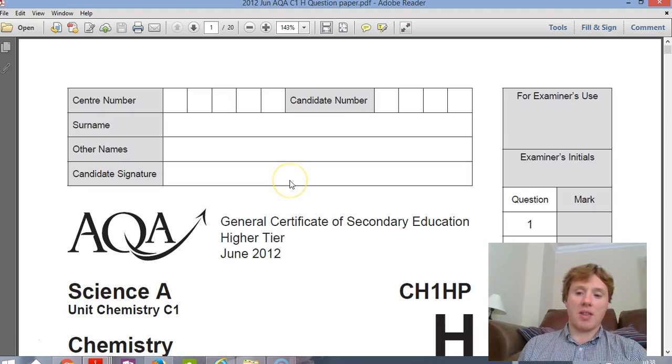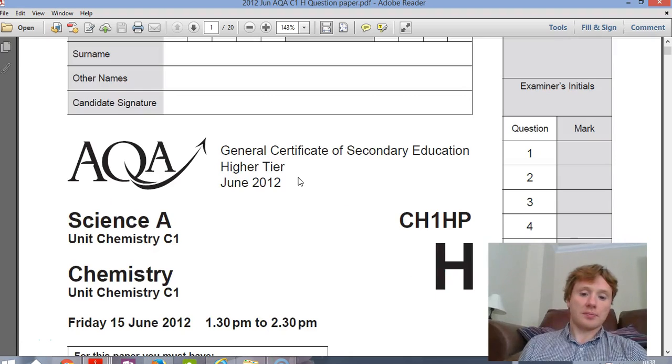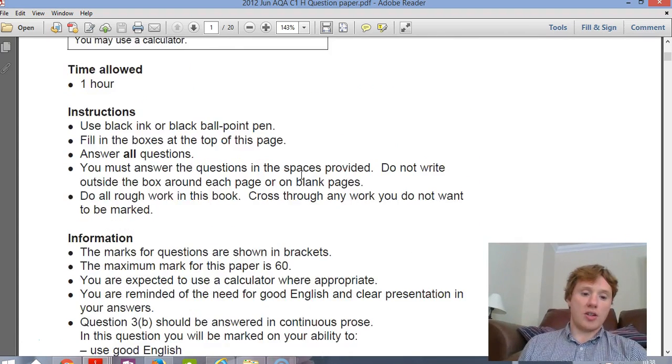So this is a paper that is relevant if you're taking the 2017 exam papers. If you're taking the paper after that, it's a new GCSE. So here we go with C1. So let's do question 1.